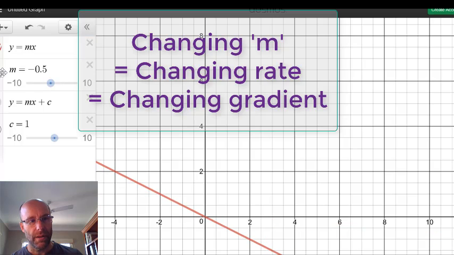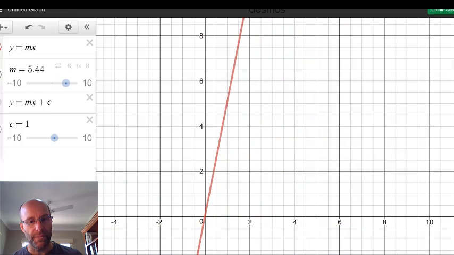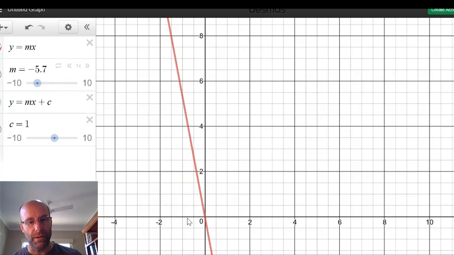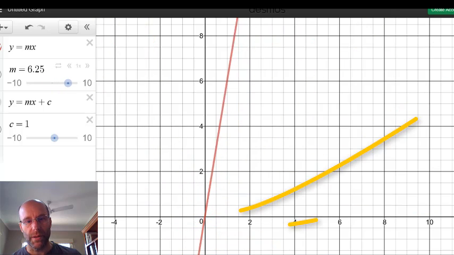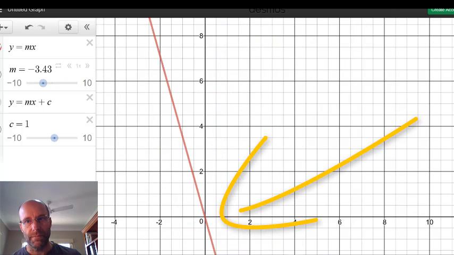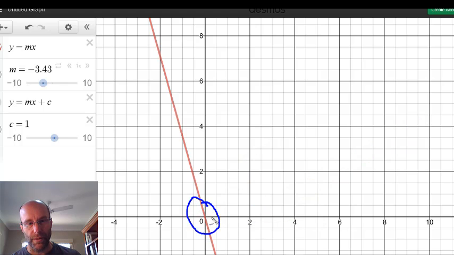But what's always the case is that it doesn't matter what you have for the gradient. What do you notice about the y-intercept? Where does it cut? It always cuts at 0, 0. So it always cuts through 0, 0. Always. So any direct proportion, the y-intercept always goes through 0, 0, the origin.